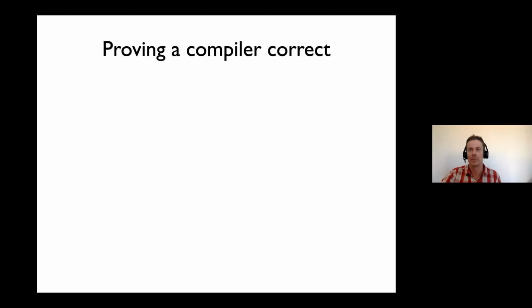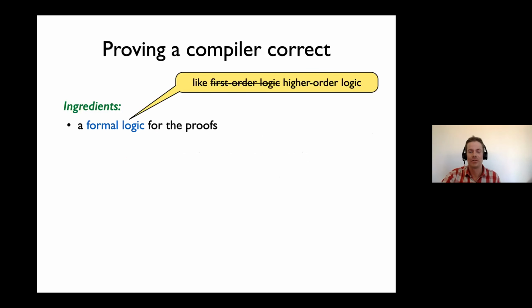Okay, so proving a compiler correct, here are the ingredients. Before you can even start, you need to have some kind of formal logic for the proofs. Students tend to know first-order logic, but I don't think that's enough here. So I use higher-order logic, classical higher-order logic.